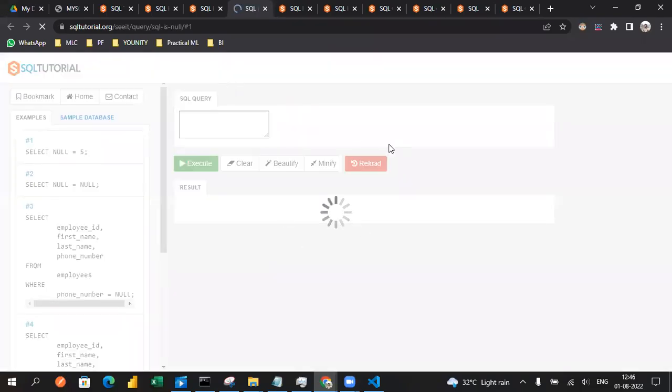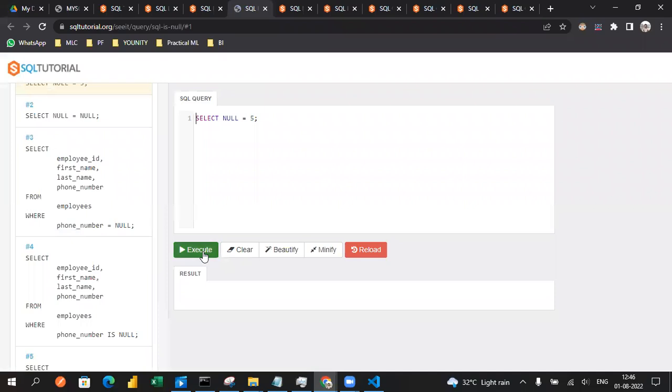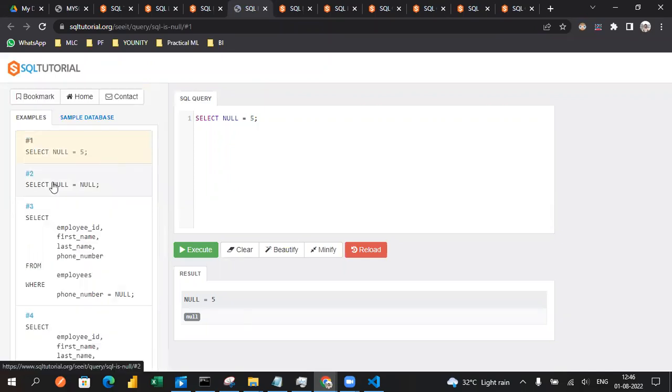So let's play around with this. Null is equal to 5. What will happen? If I execute this, there is no result. There is no result corresponding to null is equal to 5. What will happen if I execute select null is equal to null? This is also null information. We don't have any such data here.